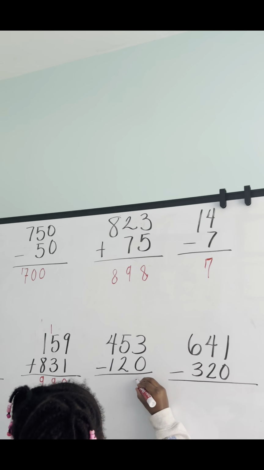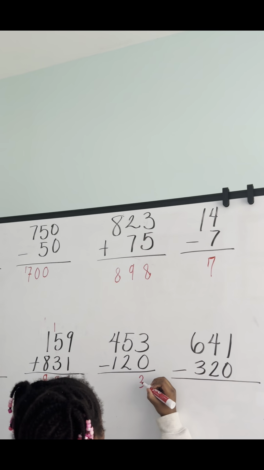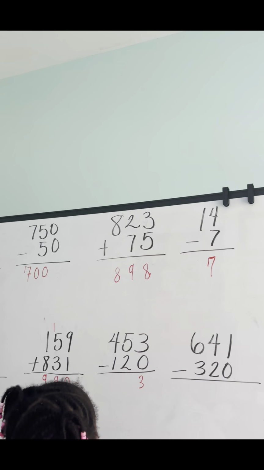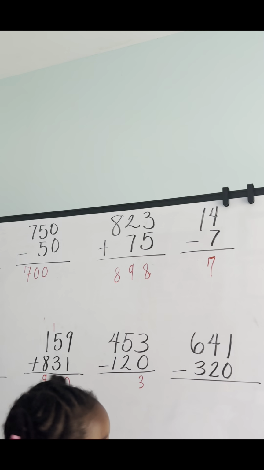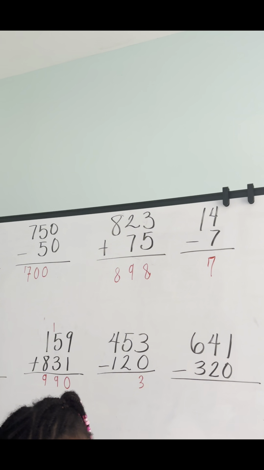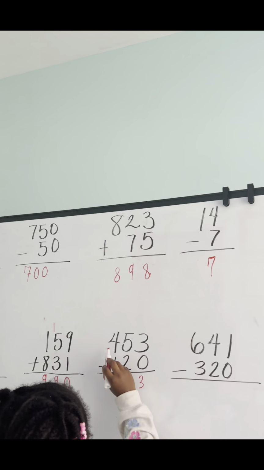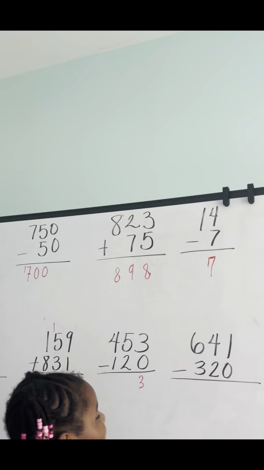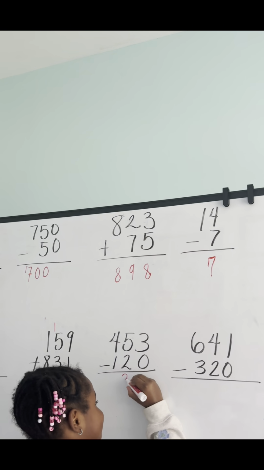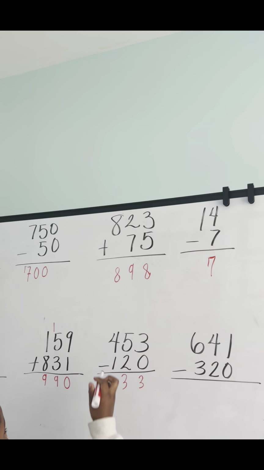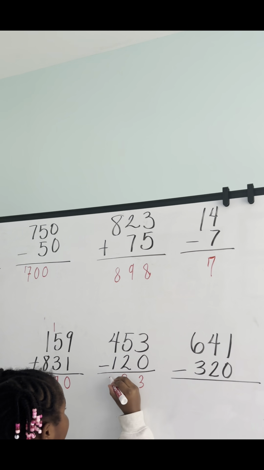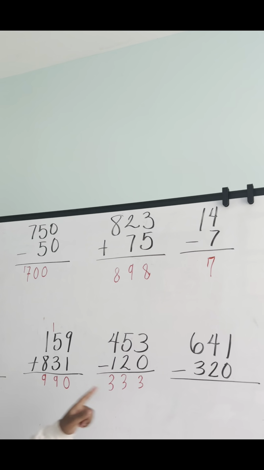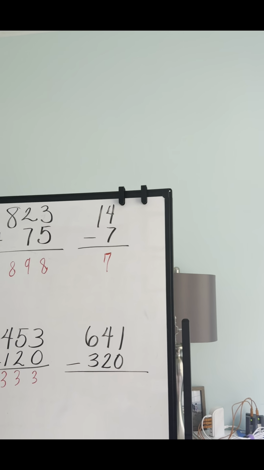So you have 453 minus 120. Okay, you always want to start in that 1's place value first. Then you go to the 10's place value. So you have 5 minus 2, which is 3. And then the hundreds. 4 minus 1, another 3. 333. Very good. All right, and our last problem.